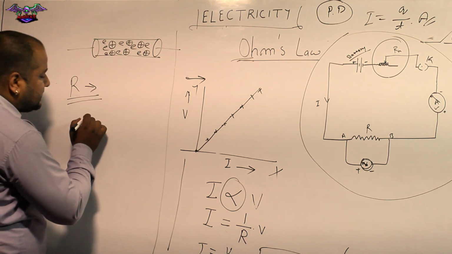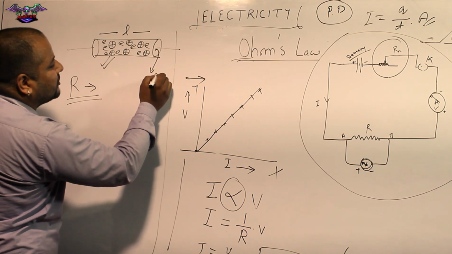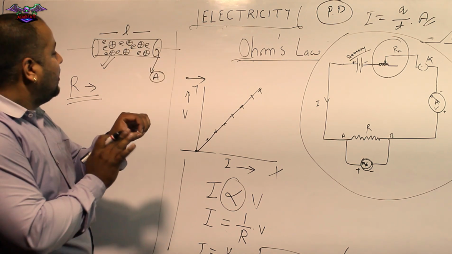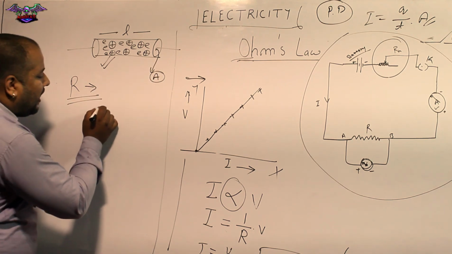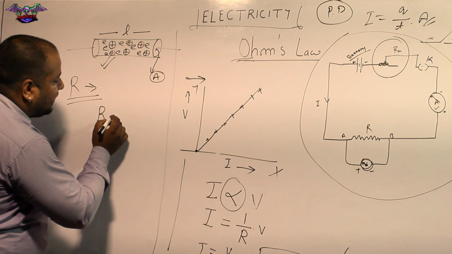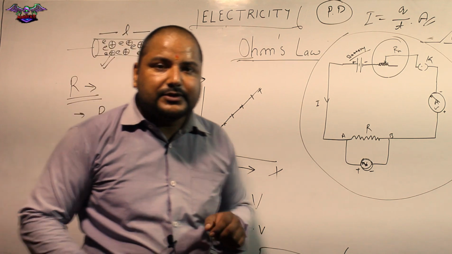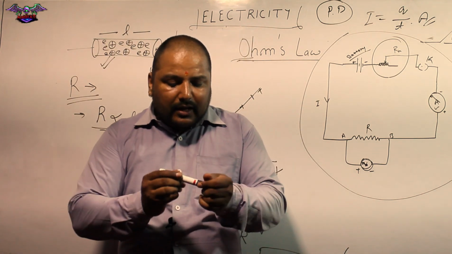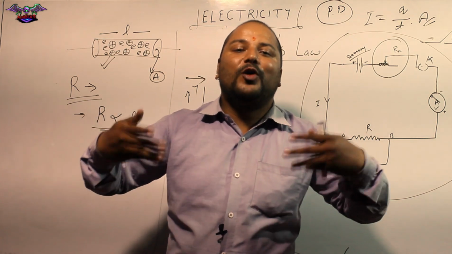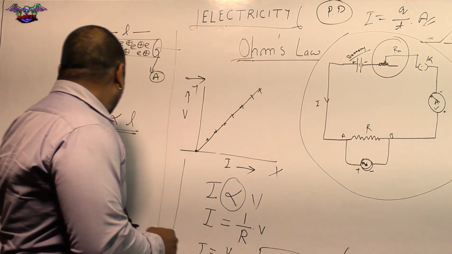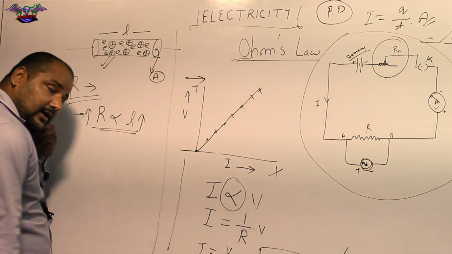We discussed that for any wire, if L is the length and A is the cross sectional area of the conductor, then resistance R is directly proportional to the length of the wire. It means the longer the wire, the more the resistance. Resistance will increase when the length of the wire is increased.